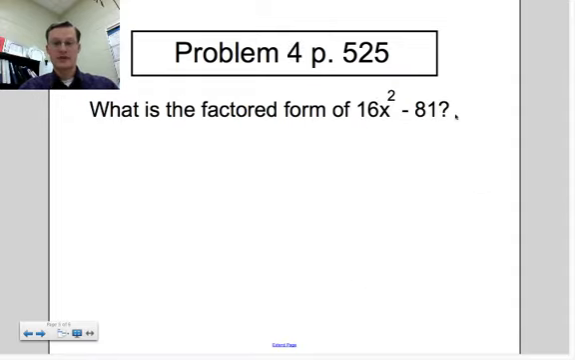What is the factor form of this one? Well, is the first one a perfect square? Well, the first thing I need to check, actually, is to see if there's a GCF. Is there any number in common with 16x squared and 81? And the answer is no.